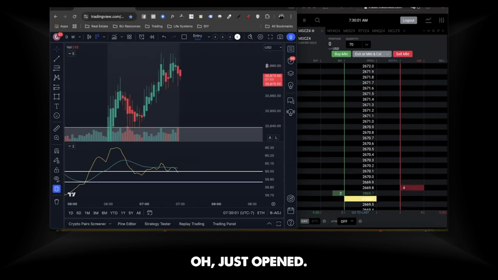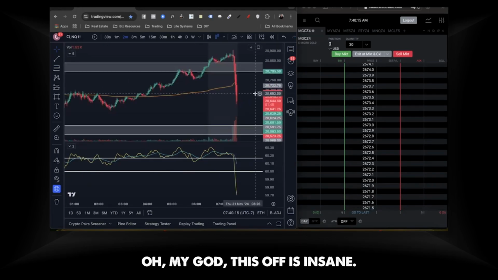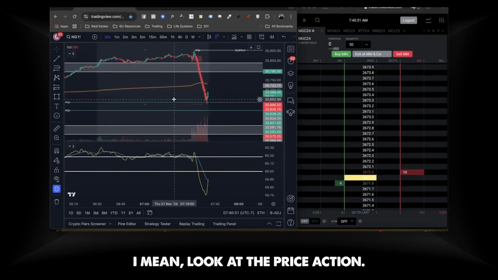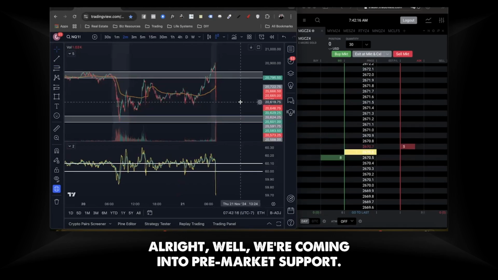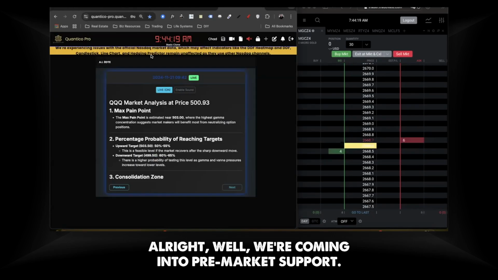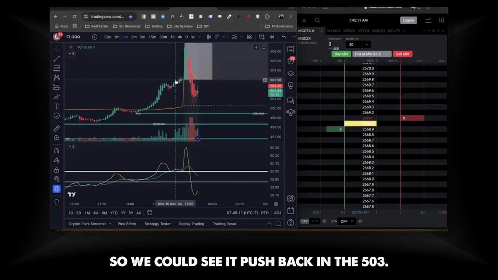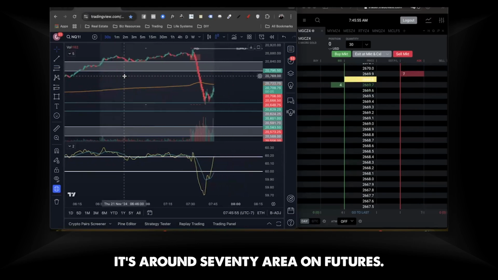Oh, just opened. Starting out with a dump. Oh my God, this is insane. I mean, look at that price action. All right, well, we're coming into pre-market support. So we could see it push back into 503. It's around 70 area on futures.